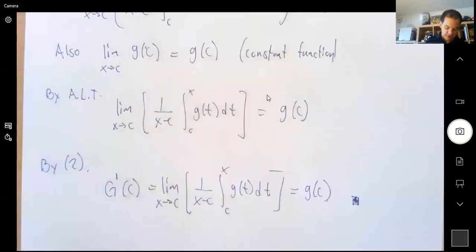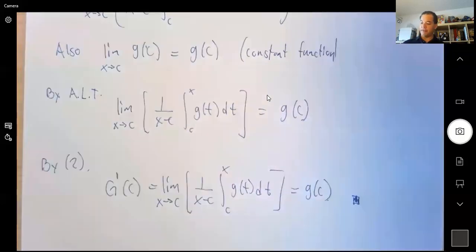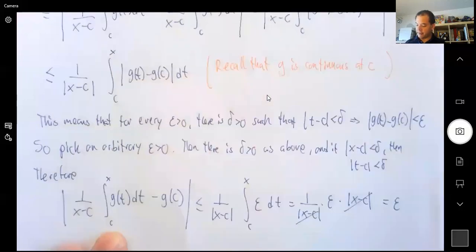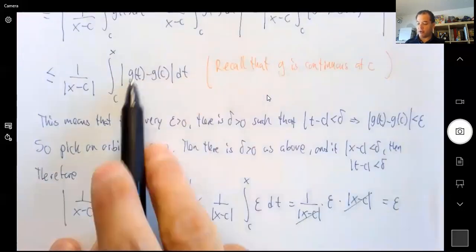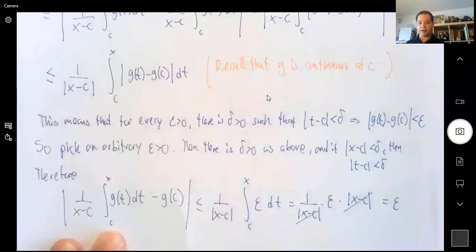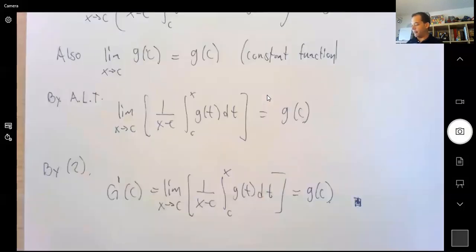So what is it that we used? Again, let's summarize it. We used that the function was continuous at the point c, right? So we used continuity to guarantee that this expression became smaller when c and x are close to each other. That was essentially it. That's the key idea of the proof.